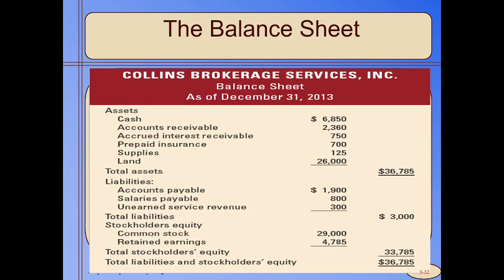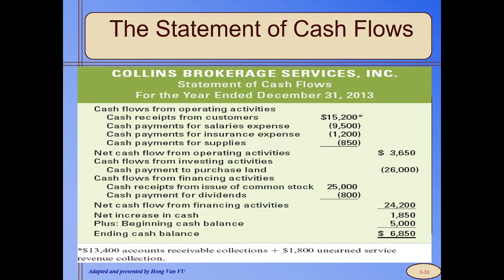33,785. And here is the balance sheet of the company. The balance sheet is a snapshot of the company. You can see the assets, which are the cash account, accounts receivable, accrued interest receivable, prepaid insurance, supplies, and land. So the company has a total asset of 36,785, and we have total liabilities and stockholders' equity at the same amount.